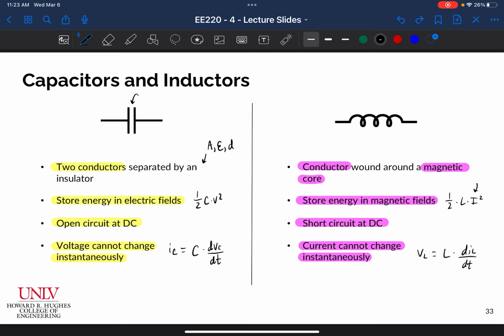I guess the last thing here is that we discussed that the inductance depends on the number of turns. It depends on the total length of the wire. It depends on the diameter of the turns, and it depends on the permeability of the magnetic material, which is mu. Okay, that wraps up Module 4.